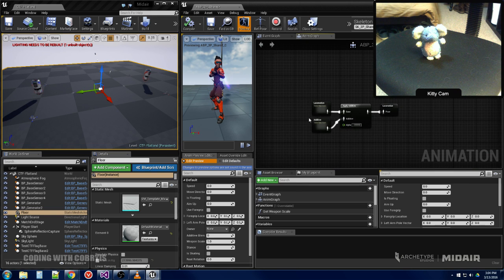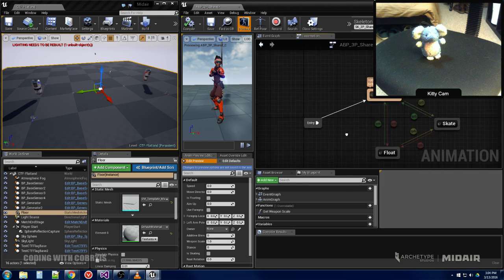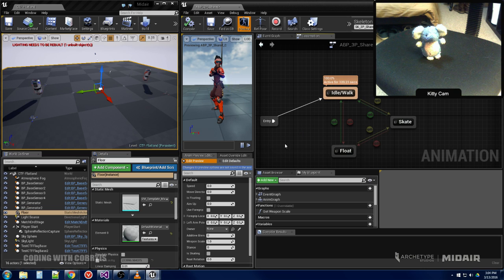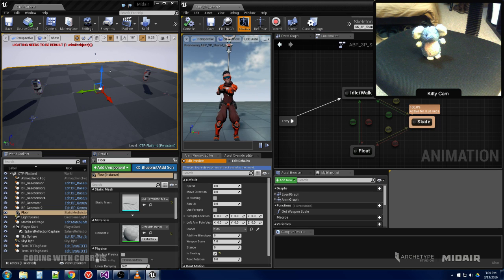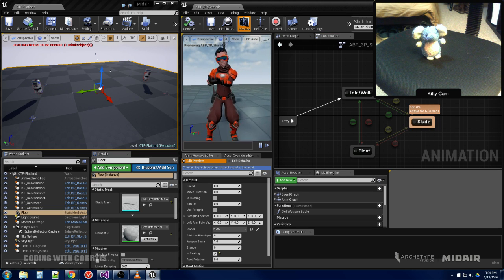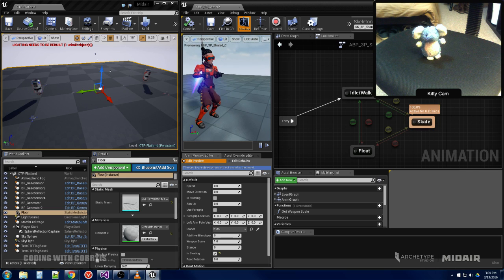So basically in the locomotion graph on the player, if they're skating, I'll switch to the skating state. Right now the anim doesn't move, by the way, this is temporary. I'll move to the skating state and then we can change the direction here and their speed.